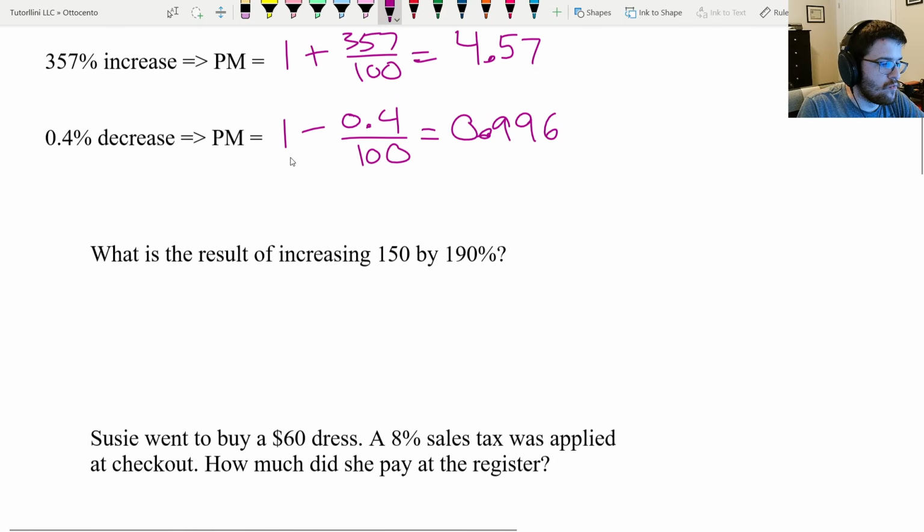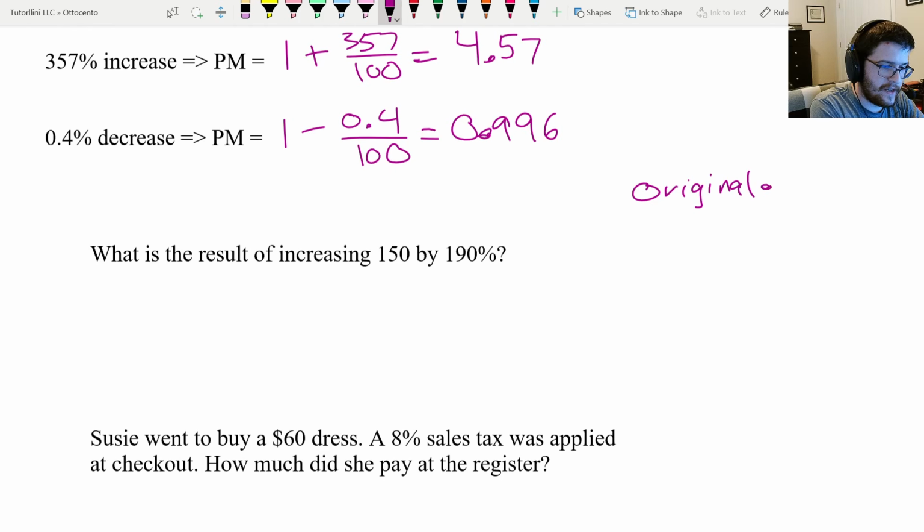All right. What is the result of increasing? Okay, so when we're doing all these, just keep in mind, I'll write it again later, but original times percent multiplier equals final.